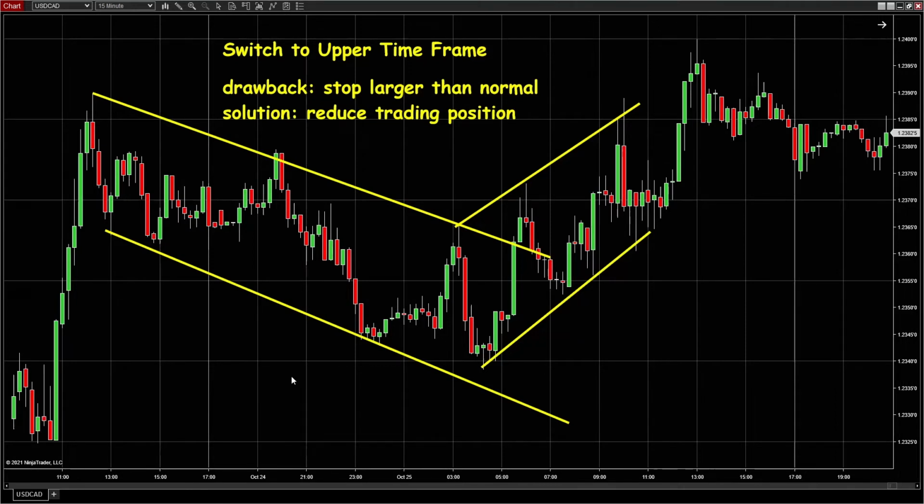By trading the upper time frame, there is a very obvious drawback: your stop is larger than normal. That's because each bar here covers 15 minutes rather than the normal 5-minute chart. So your stop is larger than on the 5-minute chart. The solution is that you can reduce your trading position to half or even 1/3 of your normal position. So your absolute stop loss is the same.